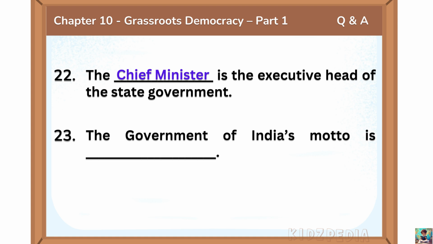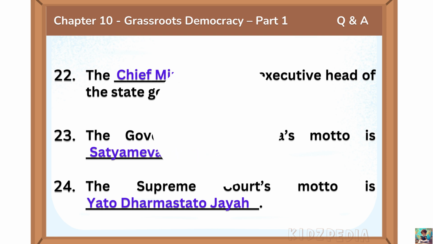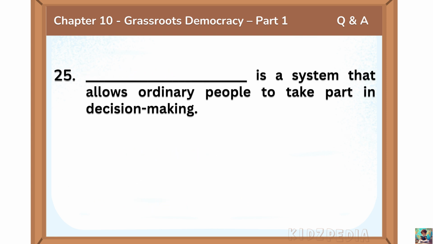The Government of India's motto is dash. The Government of India's motto is Satyameva Jayate. The Supreme Court motto is dash. The Supreme Court's motto is Yato Dharmastato Jaya. Dash is a system that allows ordinary people to take part in decision making. The answer is grassroots democracy.